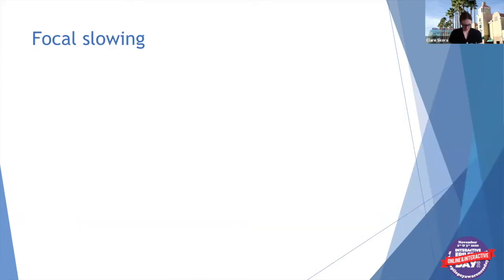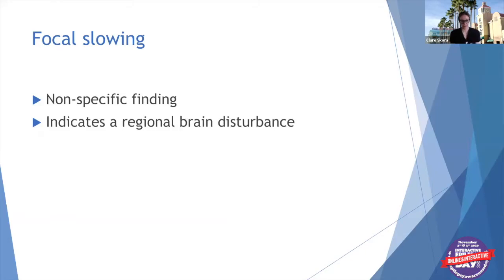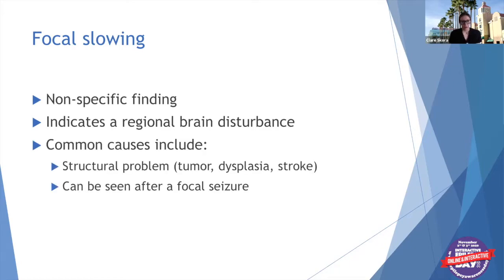Another finding we can see is focal slowing, which, in contrast to slower frequencies that we see in multiple regions or in all regions at the same time, is typically in one or multiple but very specific areas. Again, a non-specific finding that indicates a regional brain disturbance. Common causes of this, usually the thing we worry most about, is a structural problem.